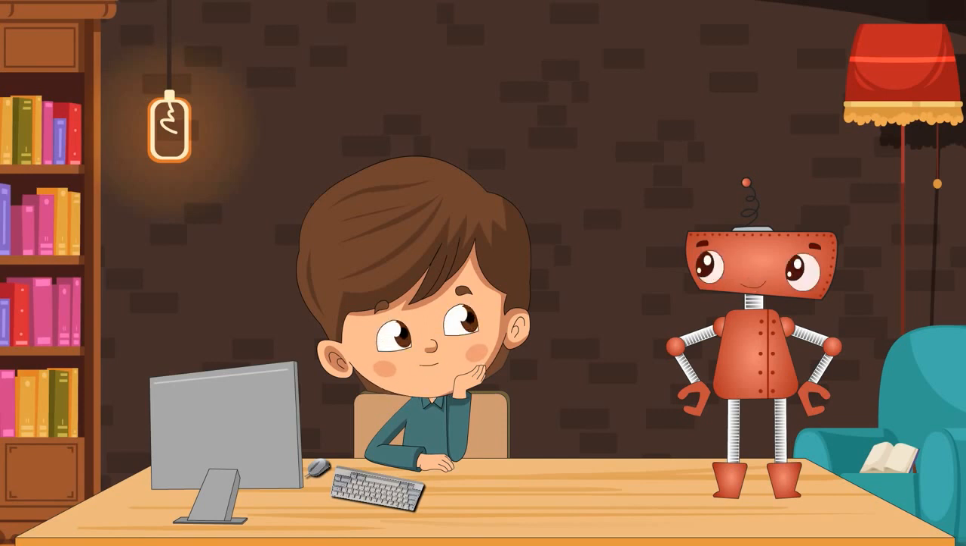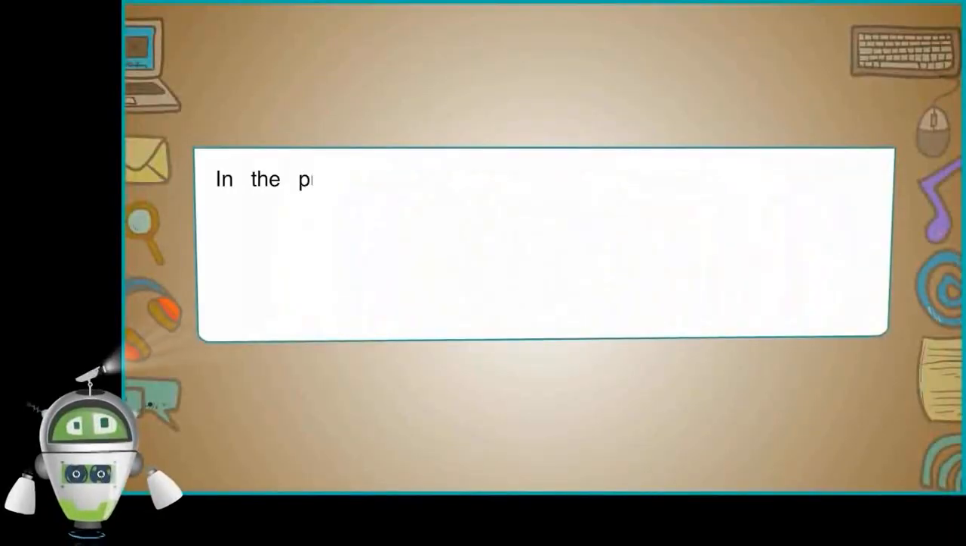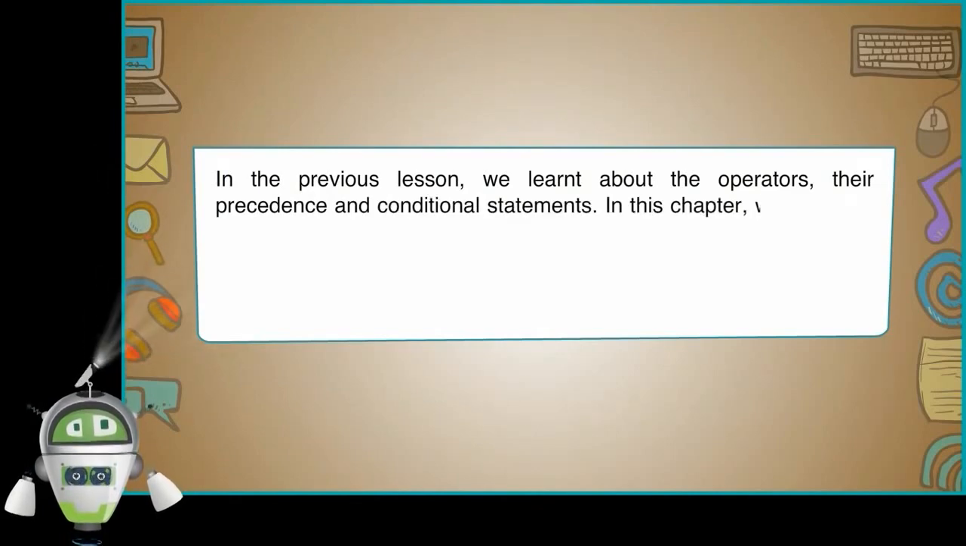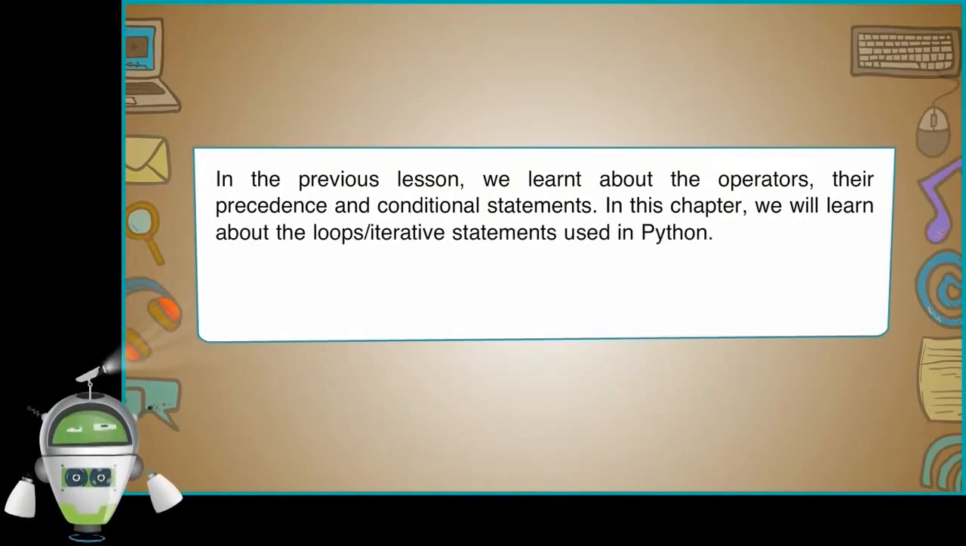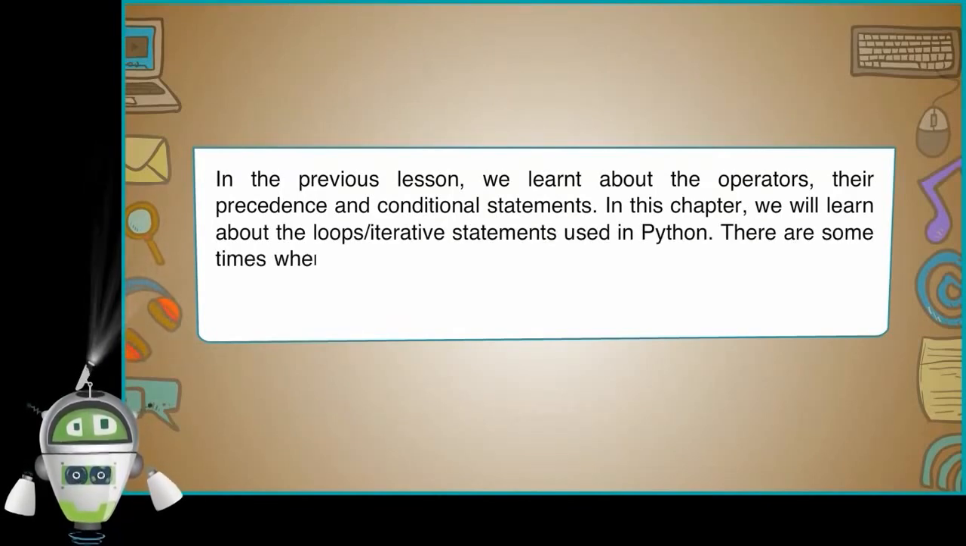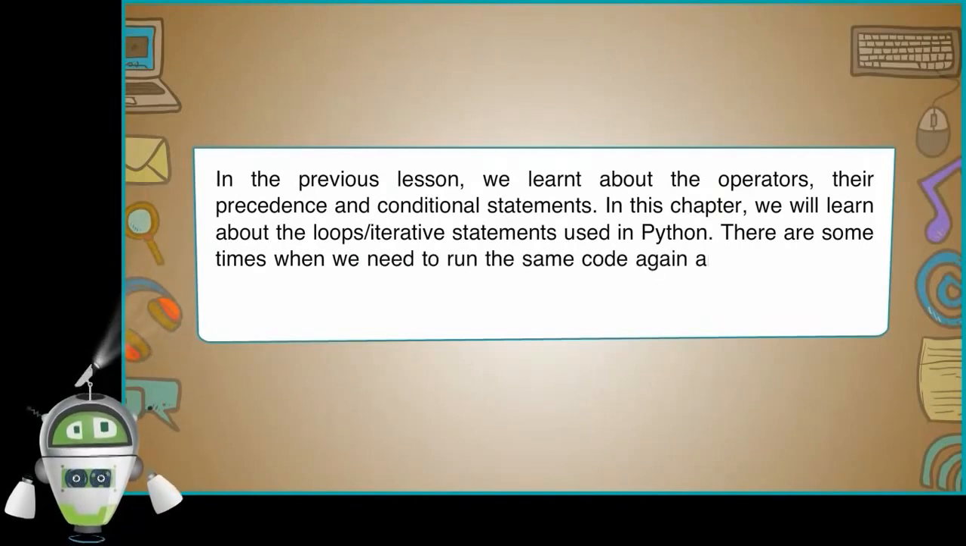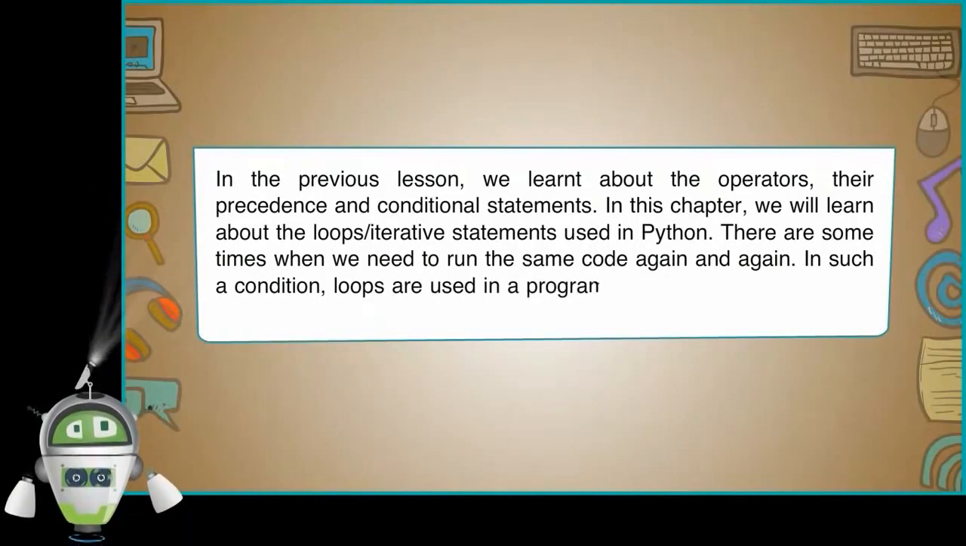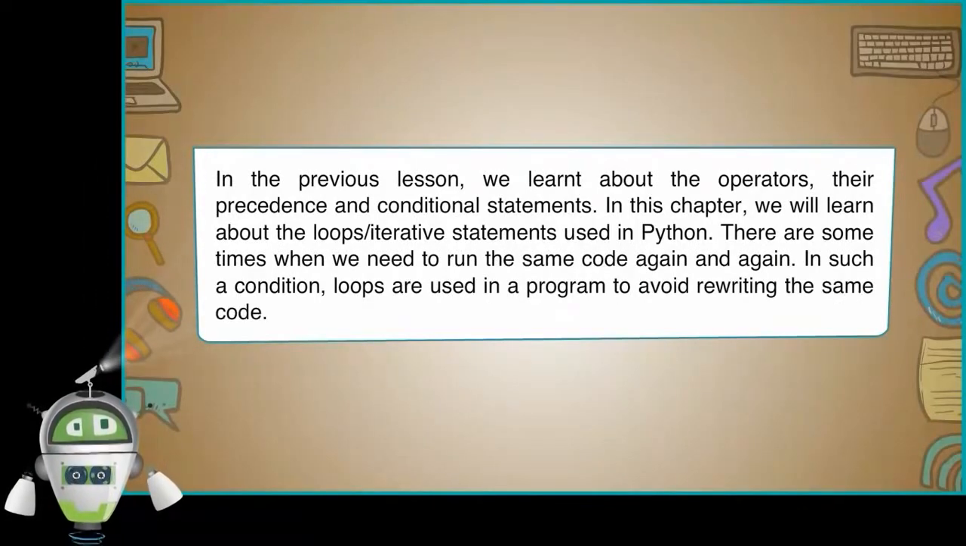Okay, Romy, let us learn about different looping statements used in Python in this chapter. In the previous lesson, we learnt about the operators, their precedence, and conditional statements. In this chapter, we will learn about the loops, iterative statements used in Python. There are some times when we need to run the same code again and again. In such a condition, loops are used in a program to avoid rewriting the same code.